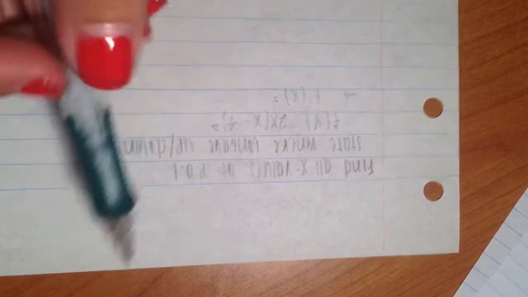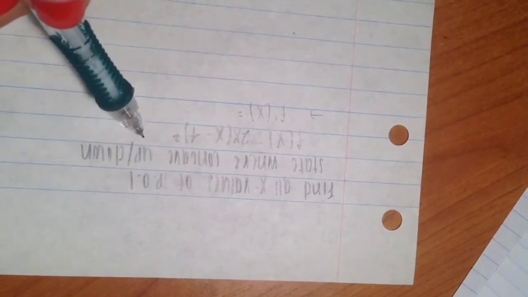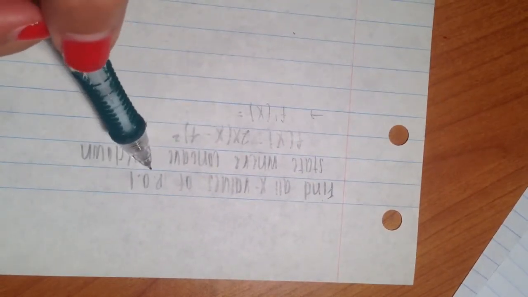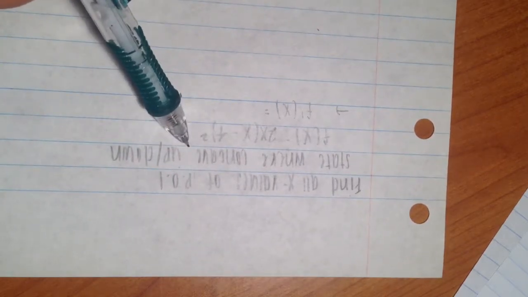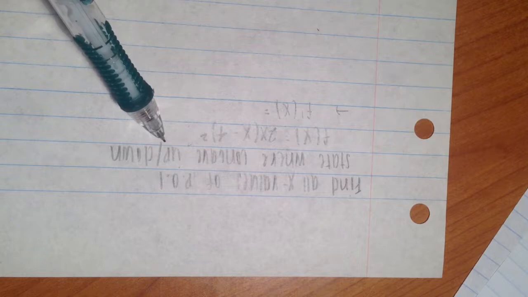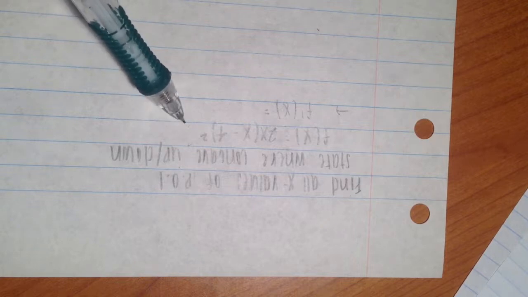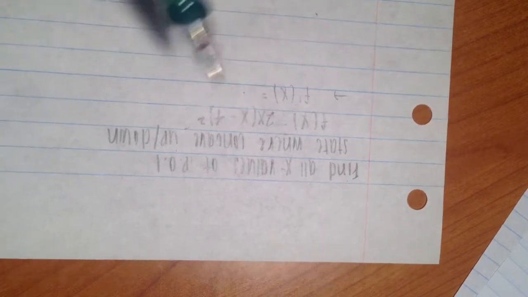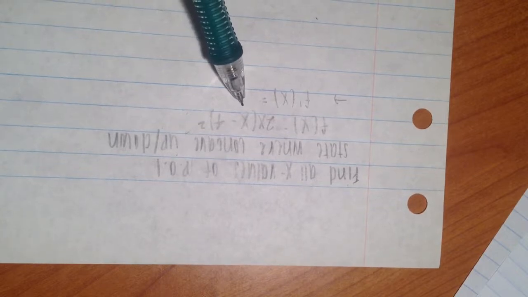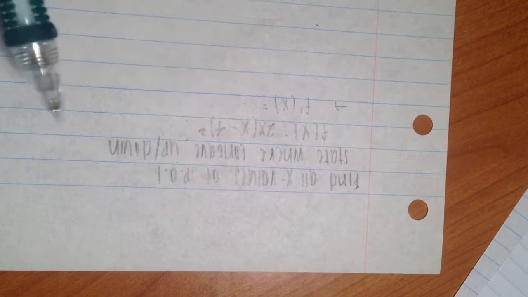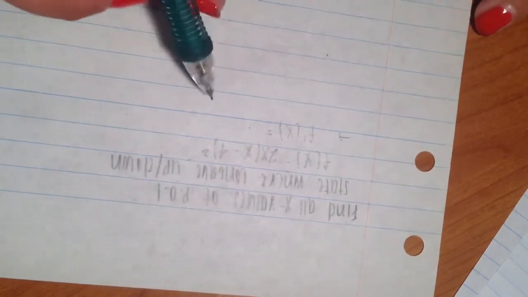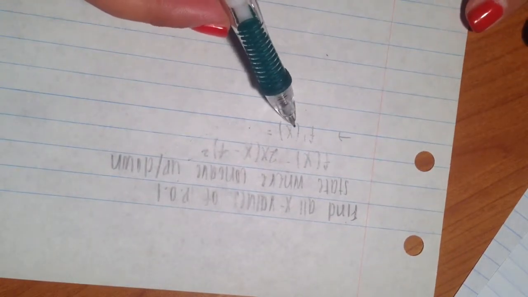For the first question, we're supposed to find all the x values that correspond to the point of inflection, and then we need to state where this function is concave up and concave down. So our function right here is 2x times the quantity of x minus 4 to the second power. So the first thing we want to do is take the first derivative.